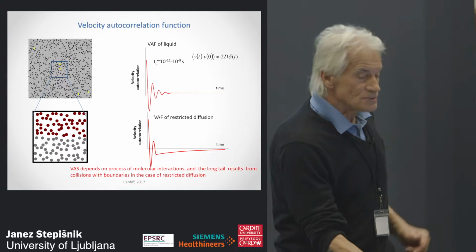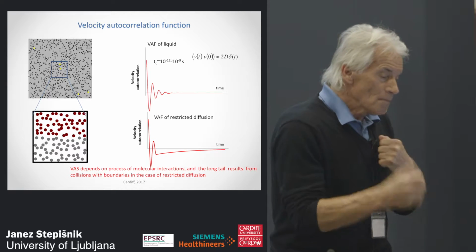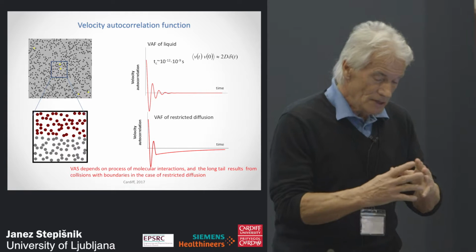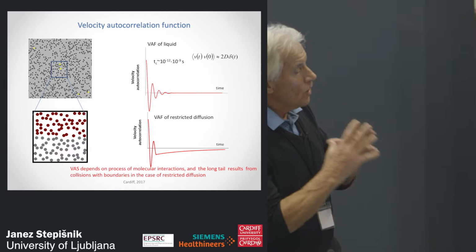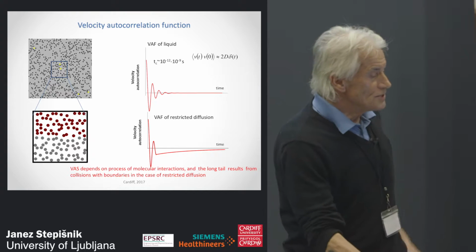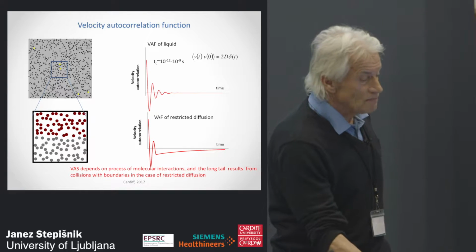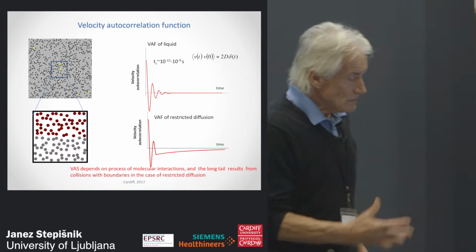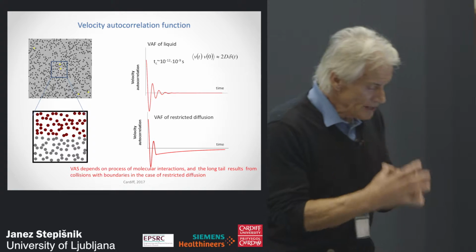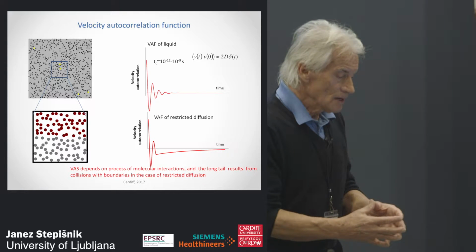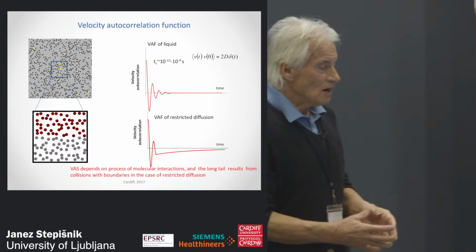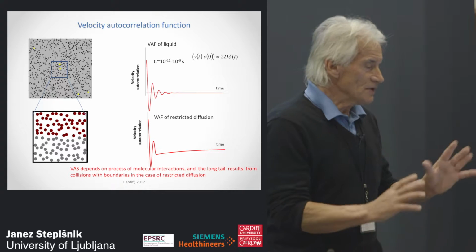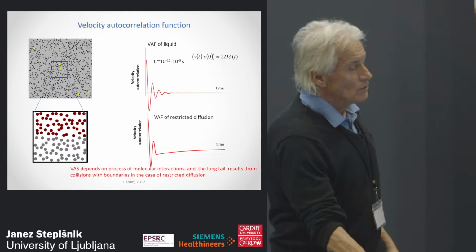The first part gives you something about interaction between molecules, but the second part gives you how long a molecule remembers collisions with the walls. So it lasts quite a long time now, and it might be measured by NMR. So this velocity correlation includes information about the underlying interaction, between molecules or between molecules and the walls.